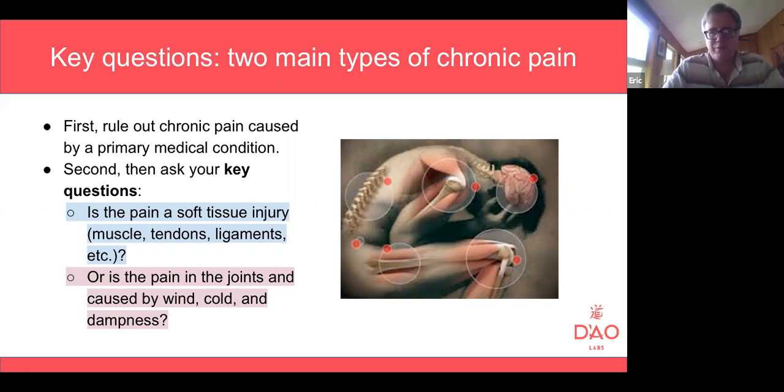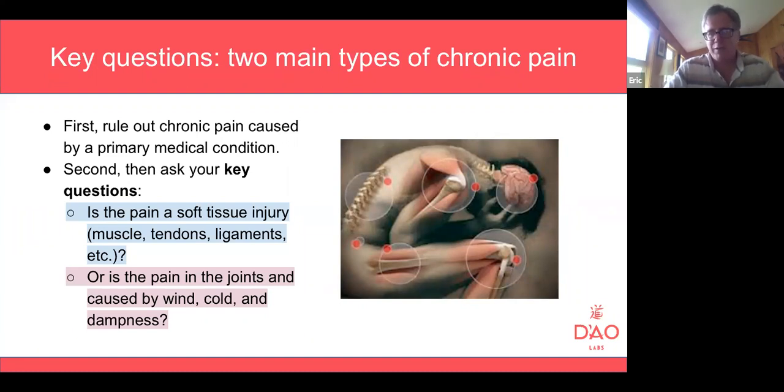If it is, it will require one kind of treatment. And for me, that's usually going to be acupuncture. Or is the pain in the joints? Now, it doesn't necessarily have to be, and is it caused by wind, cold, and dampness? In other words, is it more of our classic kind of Bi obstruction? Now, that pain may not be limited to the joints, but typically the joints is where we more often see that classic Bi obstruction.